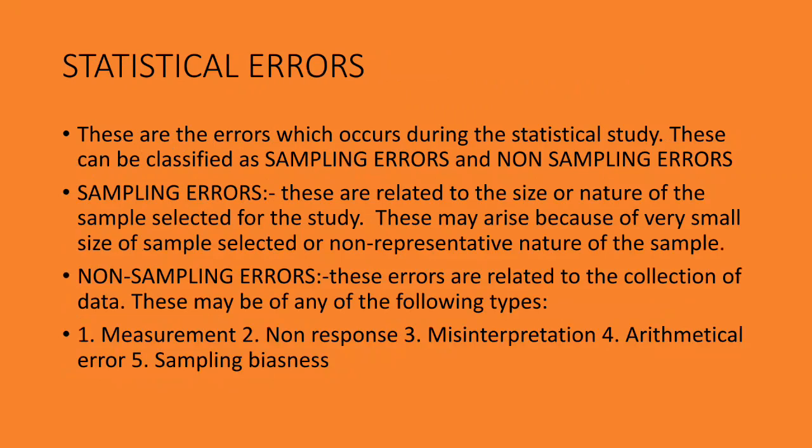The non-sampling errors are related with the collection of data, and it may be related with the error of measurement or error of non-response, as some of the items may not respond to the investigation, or the error of misinterpretation, means the information is interpreted wrongly by the investigator. Fourth is error of arithmetical or calculation, means when we have done some error in calculation or analysis. And last is sampling biasness, means the error arises due to the biasness of the investigator.